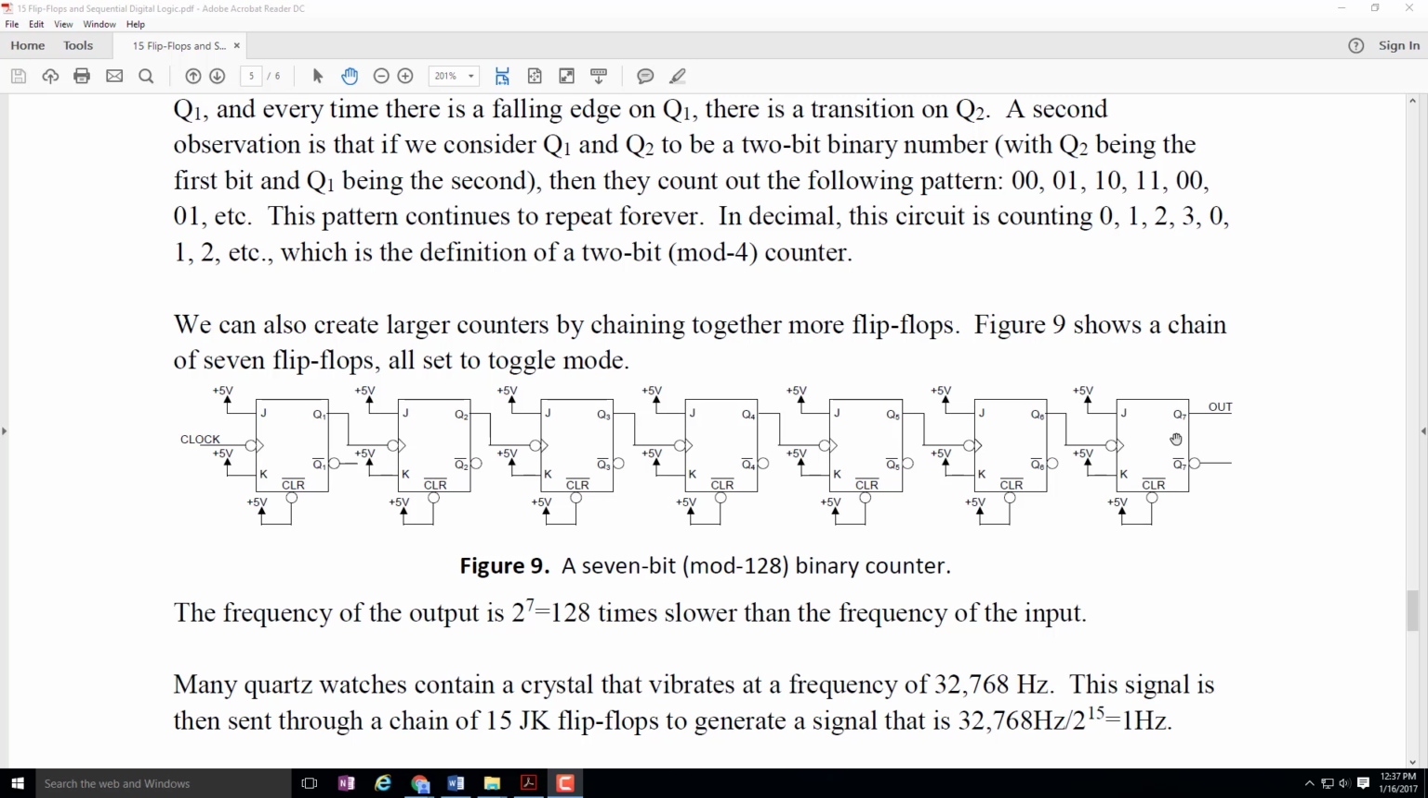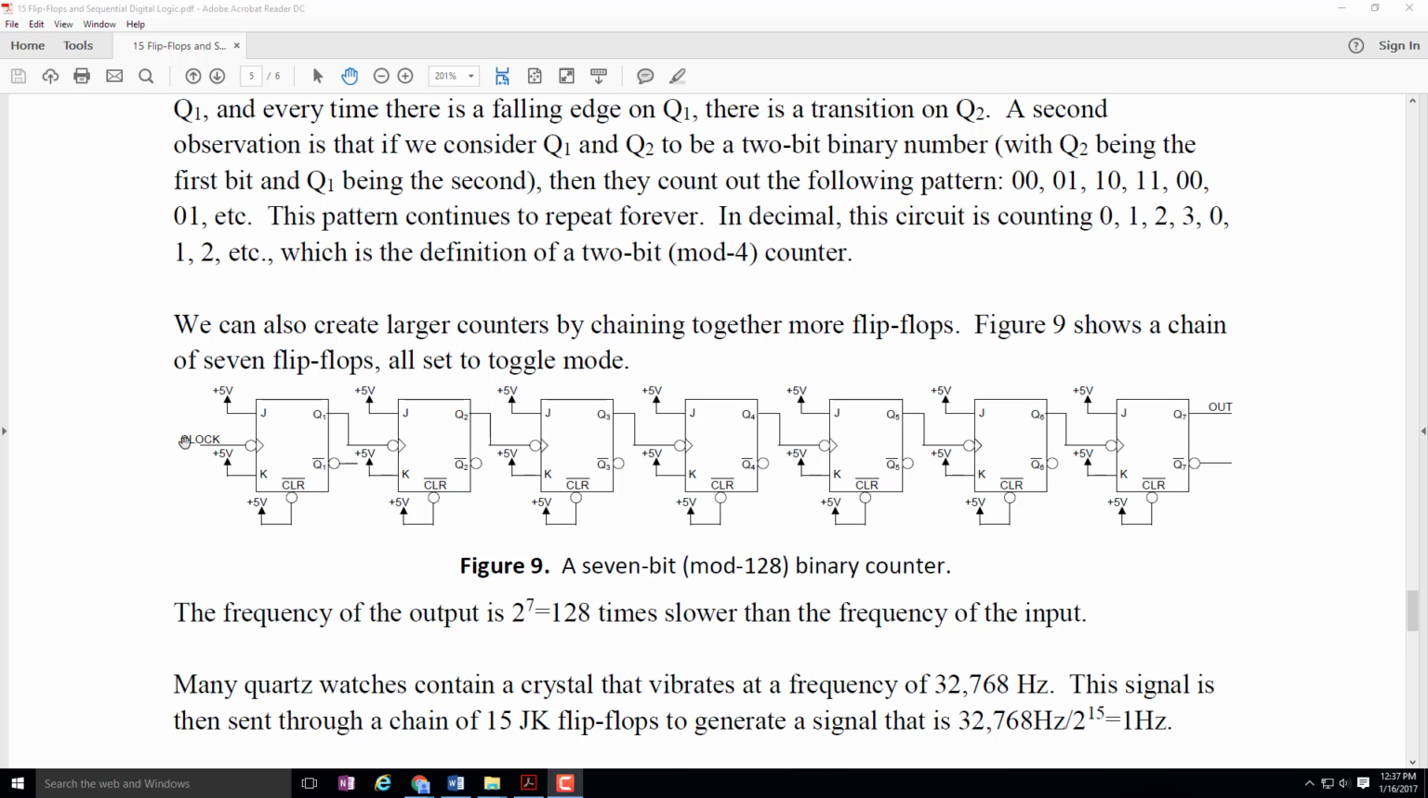1/128 as often. So we find that this is going to be a modulus 128 binary counter. 128 clock signals are going to be necessary for this last bit to go through a full cycle from 0 to 1 and then back to 0 again. That means that the frequency of this output will be 128 times slower than the clock signal was. There are lots of times when this divide by 128 or divide by a big number would be very desirable.